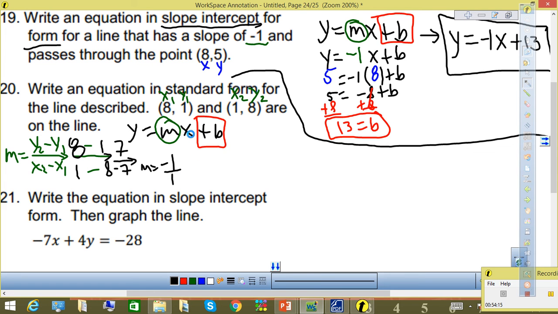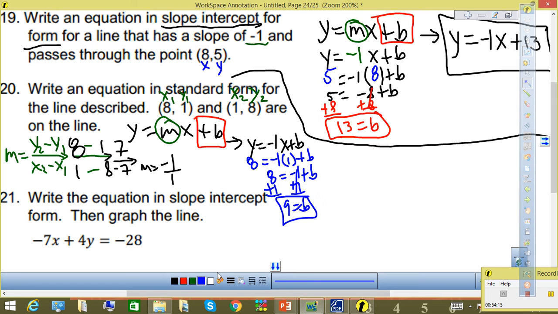So this becomes y equals negative 1x plus b. What do we need to solve for now? B. So which point do you want to use to substitute x and y? 8 and 1 or 1 and 8? 1 and 8? Okay, so this is 8. This is 1. This becomes 8 equals negative 1 plus b. Add 1, 9 equals b.